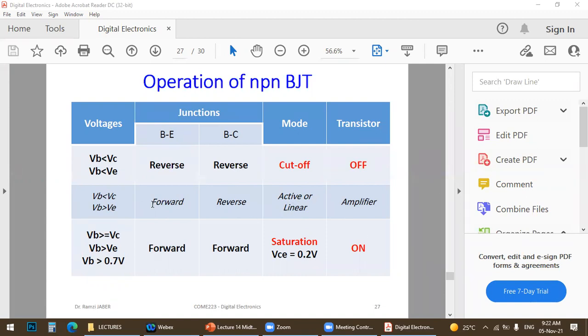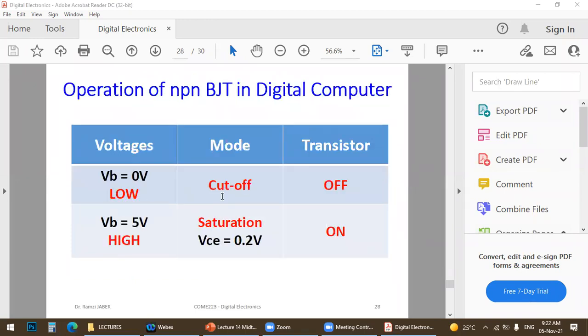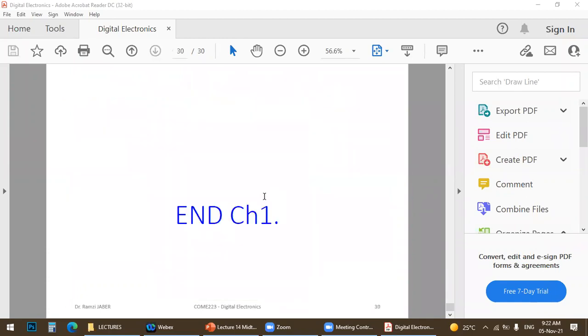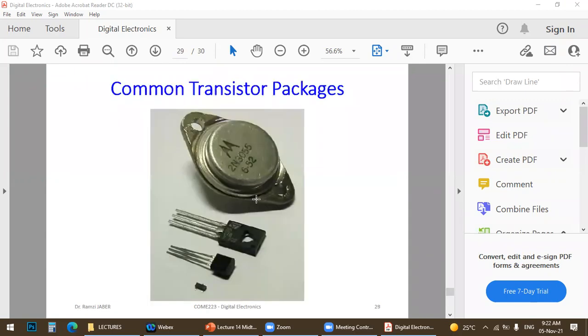So in linear mode, the transistor acts as an amplifier. But in our digital electronics, low voltage cuts off the transistor, and high voltage puts the transistor in saturation only. We focus on these two, and these are some pictures. This is chapter 1. Any question on chapter 1?